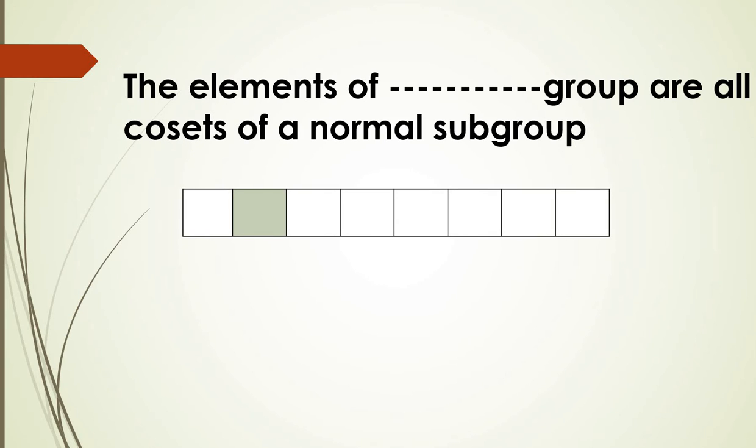The elements of this group are all cosets of a normal subgroup. What is that group? What do you call that group? All this you have studied. Got it? Yes, it is quotient group.